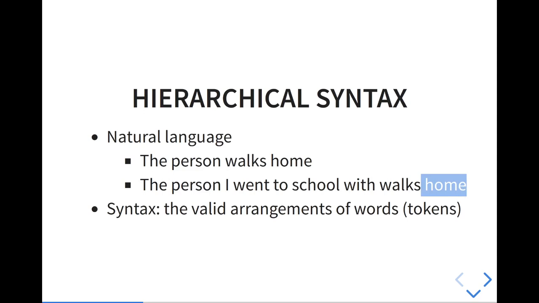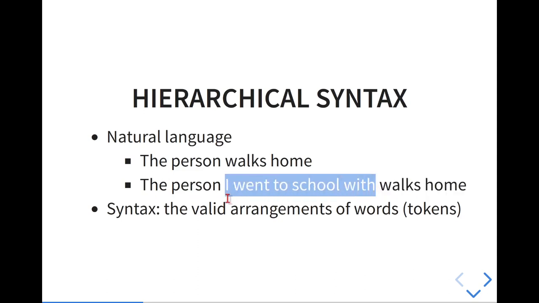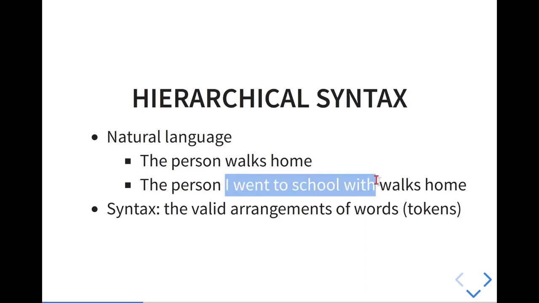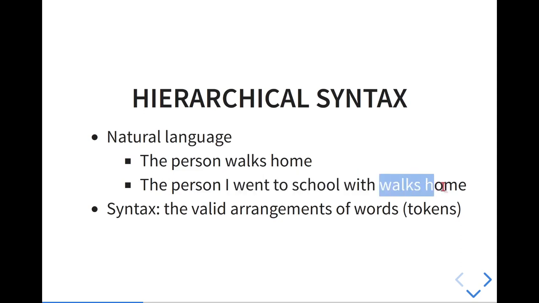And the reason for this, or at least the theoretical reason for this, is that we have a built-in notion of grammar, that we are somehow understanding that these two things match, even though they're interrupted with some symbols in between. If you squint really hard, you'll realize that this is the same problem as matching, say, curly braces, or matching HTML tags in an HTML file. We have some way to keep track of the person in our minds while we go off on this other part of the sentence. And as soon as this other part of the sentence, "I went to school with," this clause, is done, we can retrieve that state about the person and match "walks home" with the person. You see what I mean?